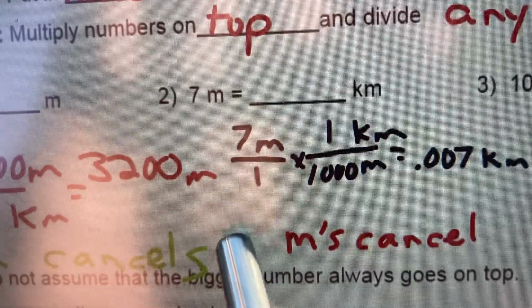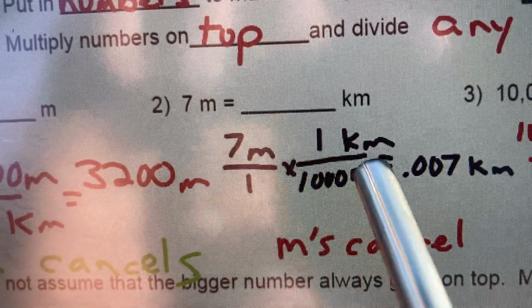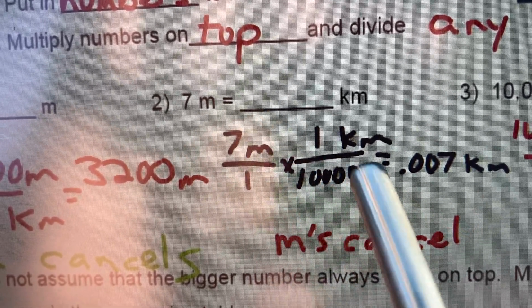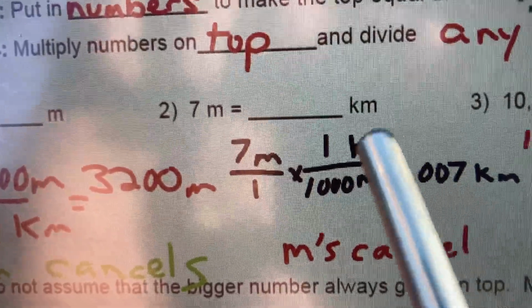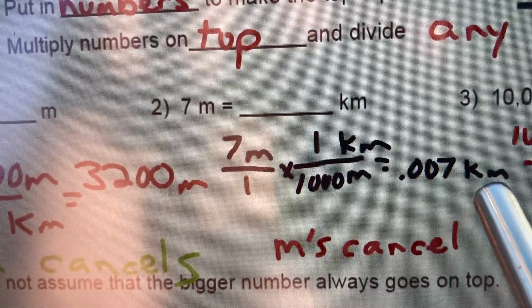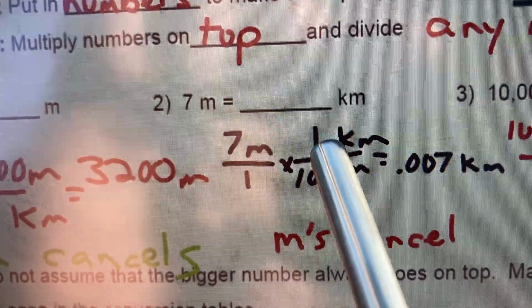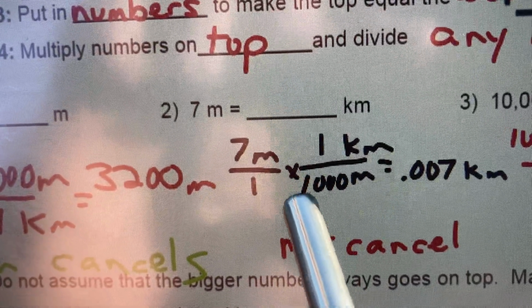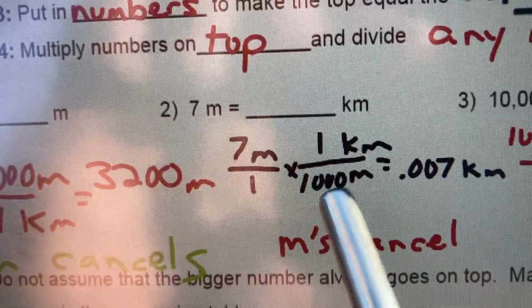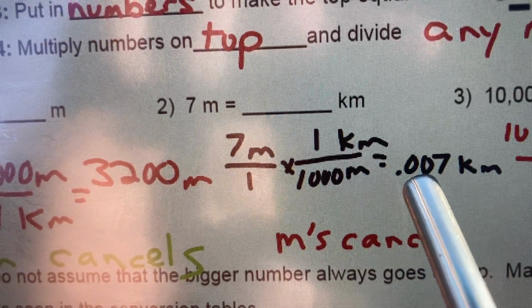Okay, so here, the m's are going to cancel out, just like x's in algebra class, leaving just kilometers as part of our answer. Multiply numbers on top, 7 times 1, divide by the numbers on the bottom, divide by 1,000, and you get 0.007.